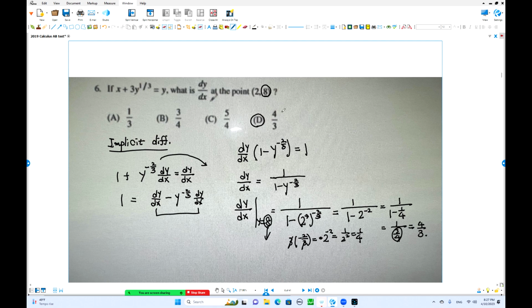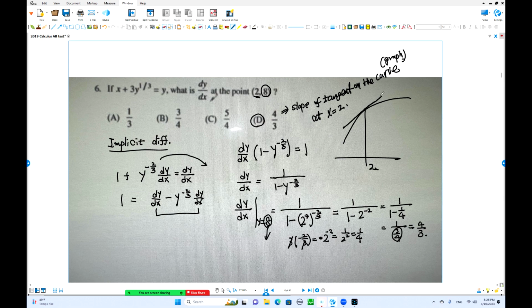The derivative is always the slope of the tangent on the curve, right? On that graph at x value equals 2. That means when x is 2 on the graph, the slope of the tangent line is f prime of 2.